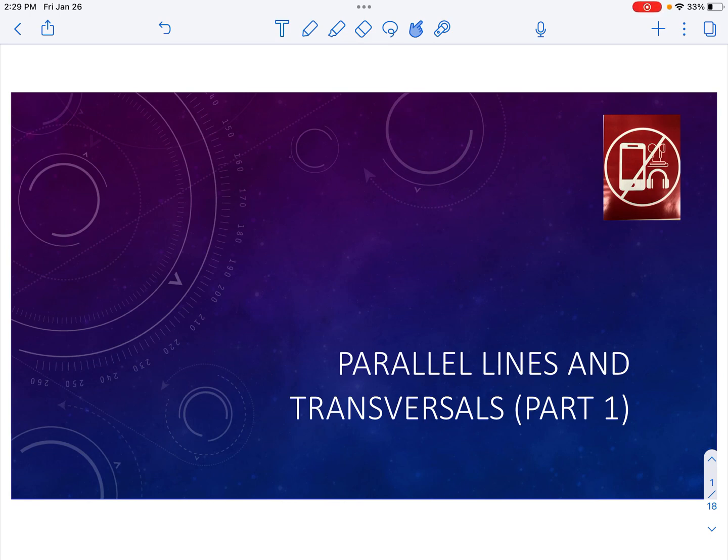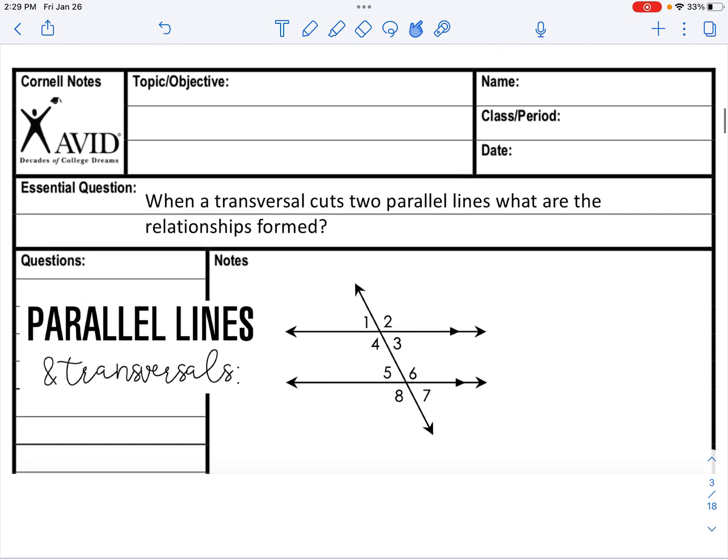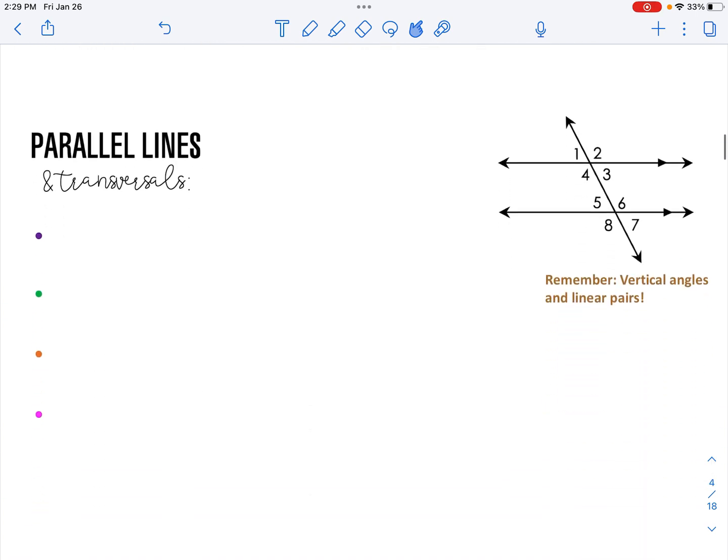Okay, so in this lesson, we're going to talk about parallel lines when they're cut by a transversal. And this is part 1. Okay, so when two parallel lines are cut by a transversal, what are all the relationships that are formed? And what does that mean? Well, here's a picture on the right-hand side.